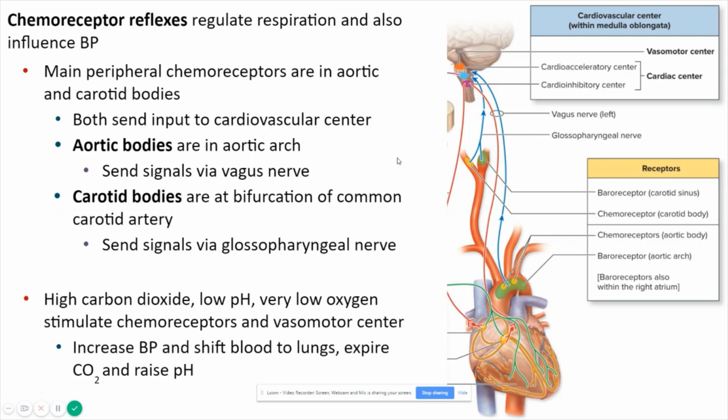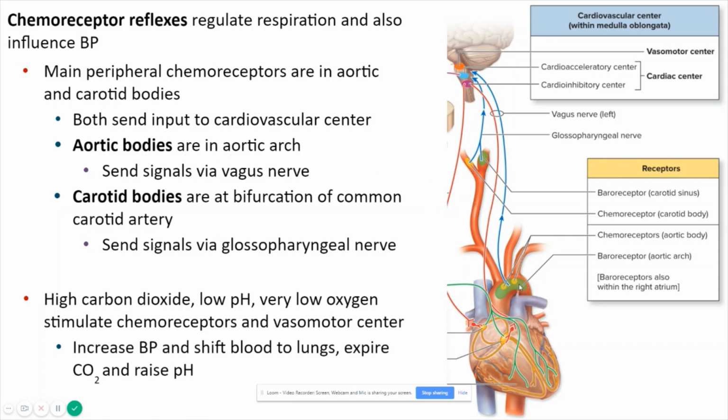In addition, you also have some chemoreceptor reflexes, which mainly regulate respiration, but they do influence blood pressure as well. I included the same picture over here because it already pictures these chemoreceptors as well, and the pathway is very similar to the baroreceptor reflexes. So you have chemoreceptors in the aortic arch, just like you had baroreceptors, and then you have carotid bodies, another type of chemoreceptor at the bifurcation of this common carotid artery here.